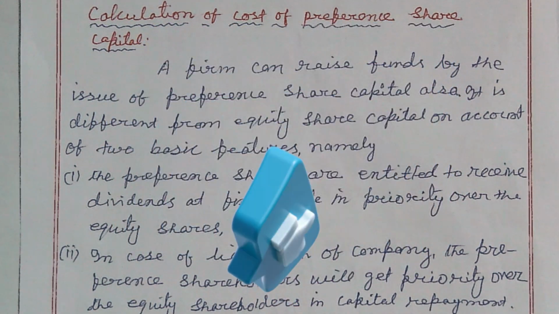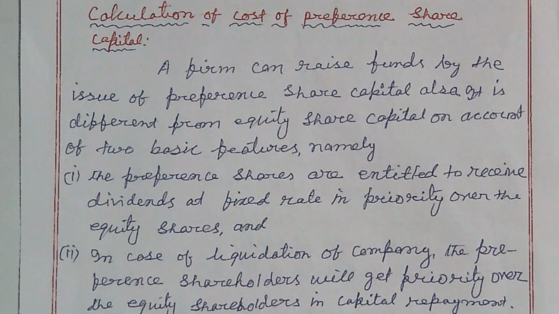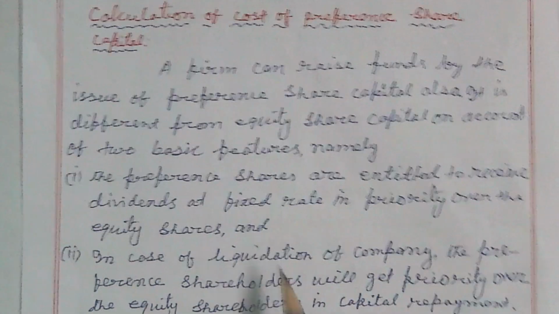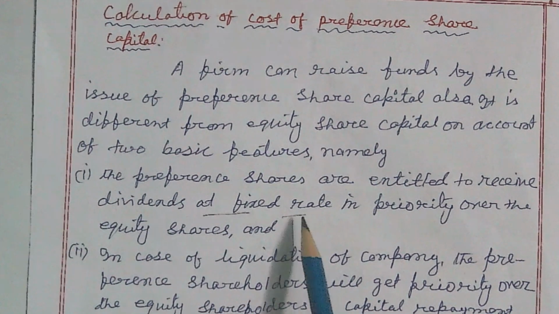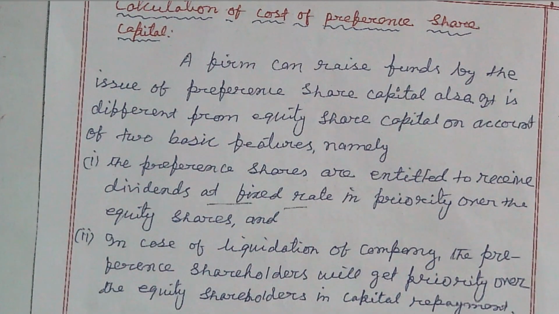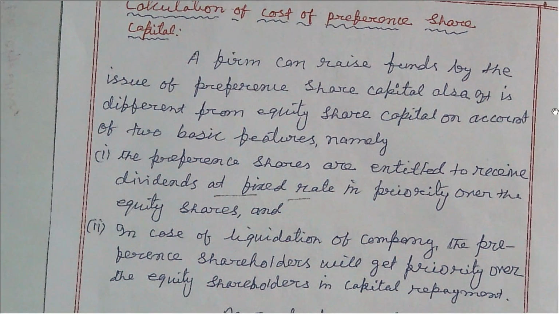This is another important source of funds for a firm to raise capital. It is different from equity share capital on account of two basic features, namely that preference shares are entitled to receive dividend at a fixed rate. So preference share capital is also calculated from perpetual and non-perpetual points of view.